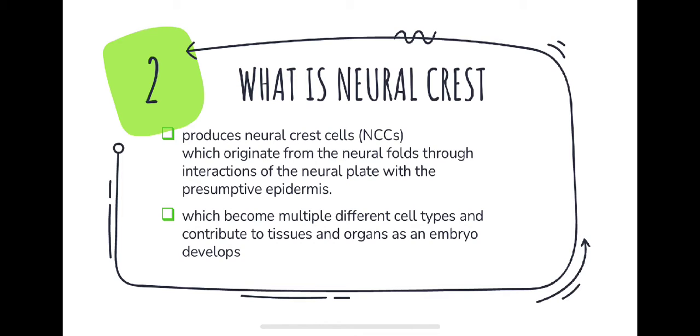Neural crest produces neural crest cells, which originate from the neural folds through the interaction of the neural plate with the presumptive epidermis. These neural crest cells are a temporary group of cells induced at the border of the neural plate that subsequently migrate throughout the embryo and later differentiate into multiple cell types that contribute to the peripheral nervous system, craniofacial cartilage and bones, skin pigment, and endocrine.